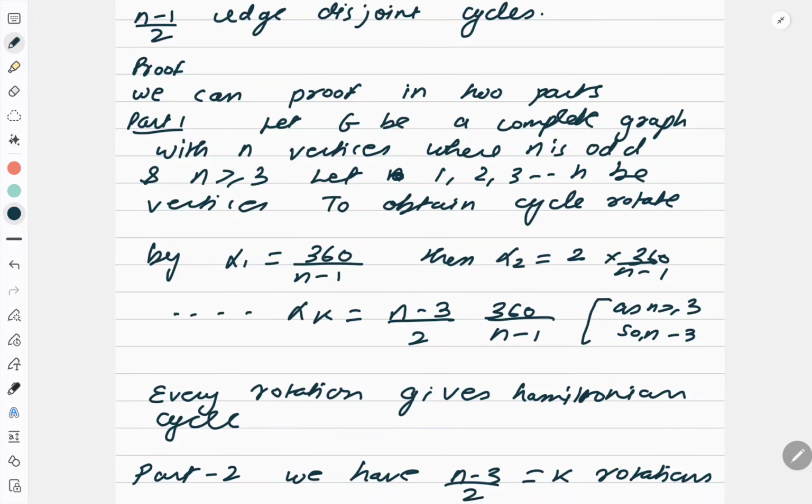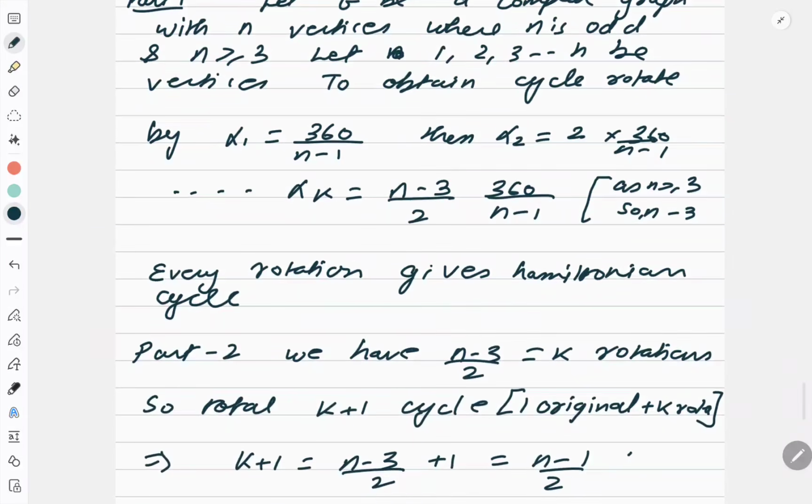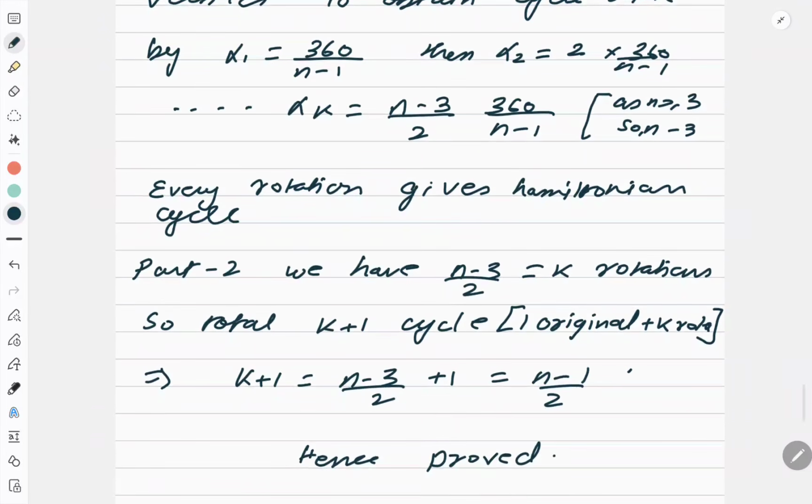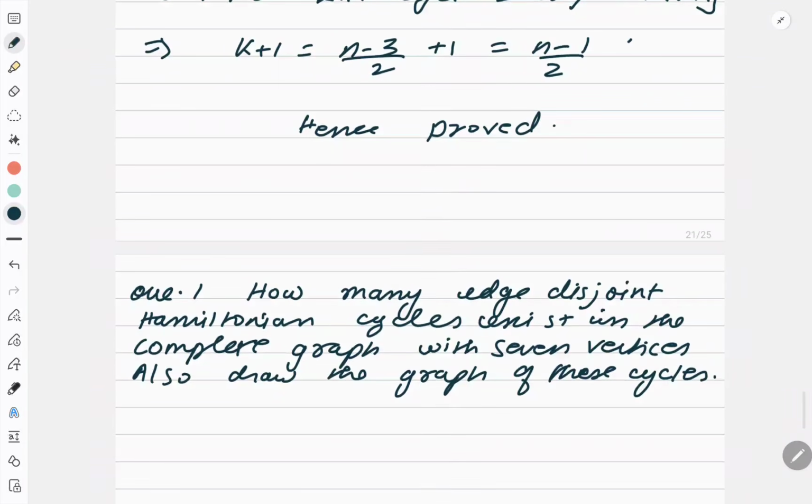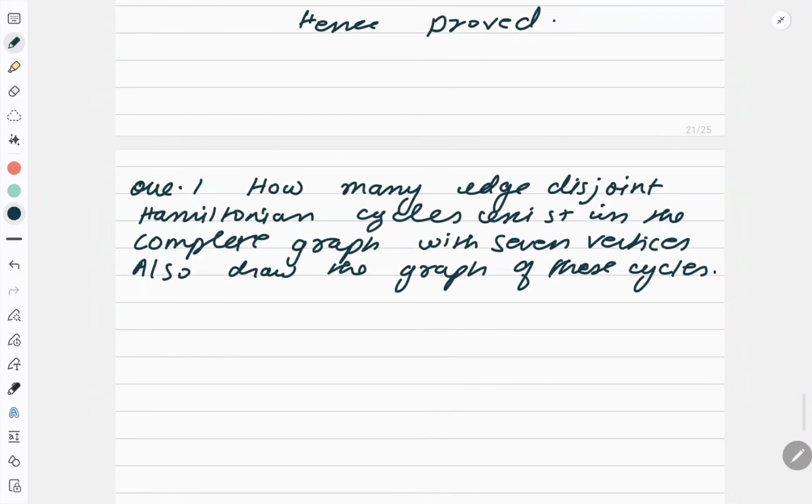Now every rotation gives a Hamiltonian cycle, means we have n minus 3 upon 2 rotations. Let it be k. So total there will be k plus 1 rotation, 1 original and the k rotations. So how many rotations can I have? n minus 3 upon 2 plus 1, which is n minus 1 by 2. So this is the simple proof of the theorem. But more than the proof, I need you guys to learn and understand how to do the question.